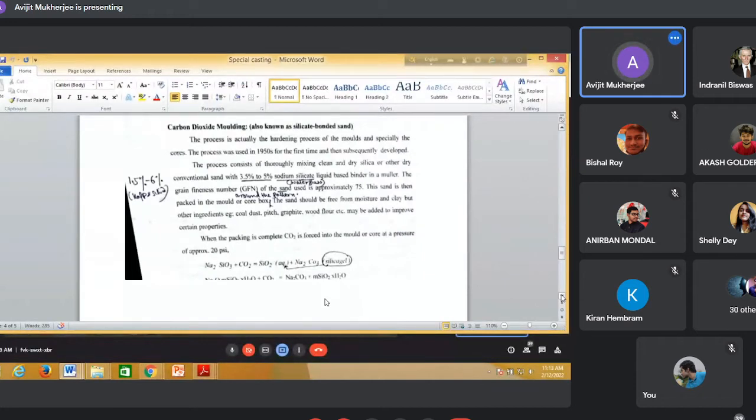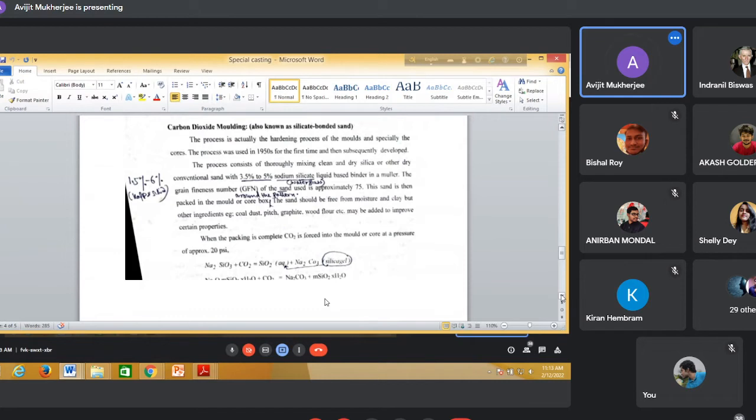Particularly suitable for core hardening or also mold hardening. But still, it is coming under the umbrella of precision or investment casting. This is also known as silicate bonded sand casting.